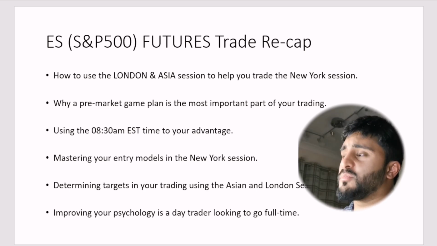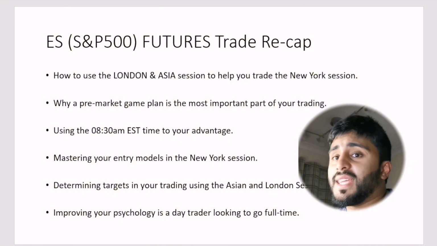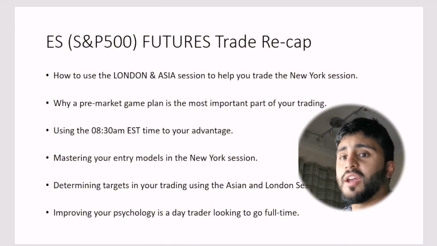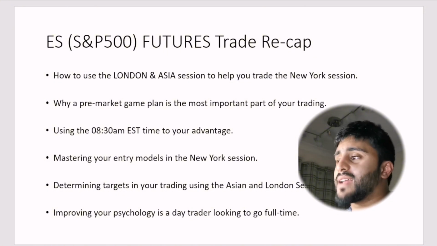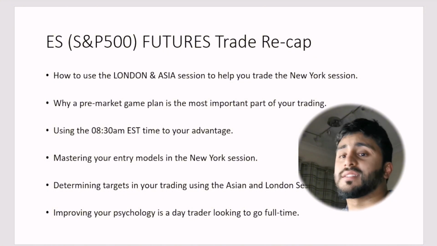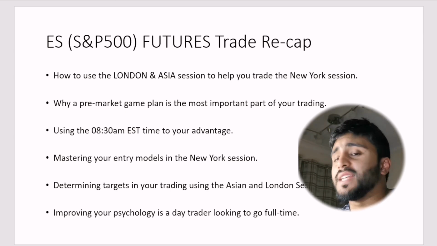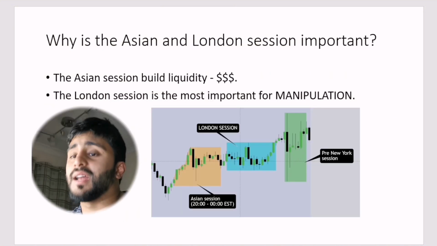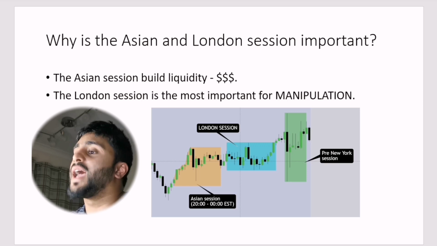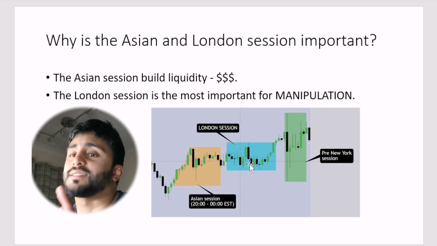The learning objectives for this video are: an ES futures trade recap; mastering the London and the Asian session to help you trade the New York session; why a pre-market game plan is so important; why 8:30 a.m. Eastern Standard Time is a great time in the markets, especially if you're a New York trader, to use to your advantage; mastering your entry models in the New York session; determining how to use the Asian and London sessions to help determine your entries in terms of liquidity and where big players are getting in and out of the markets; and overall improving your psychology as a New York trader.